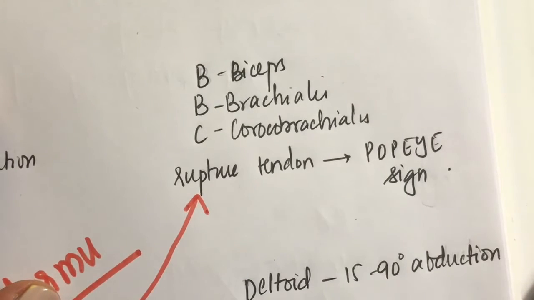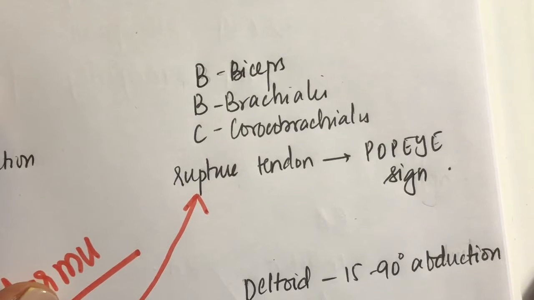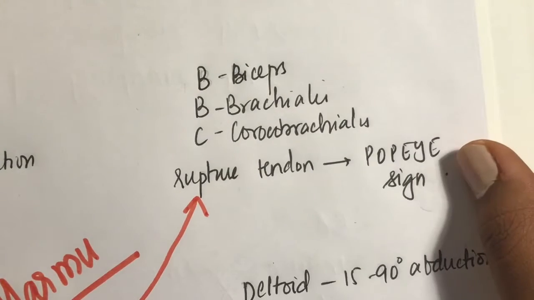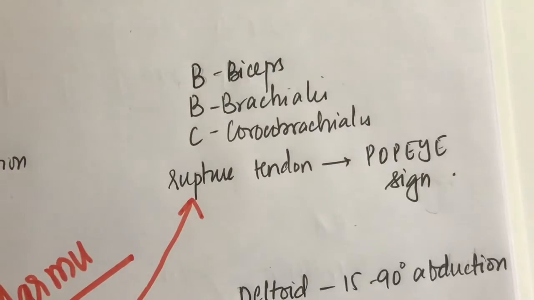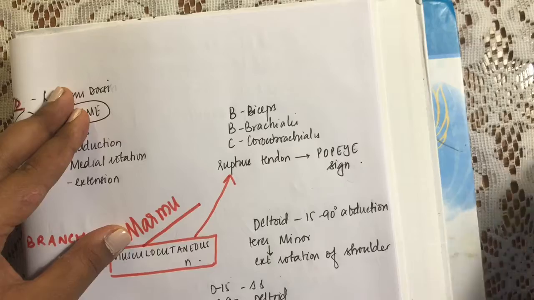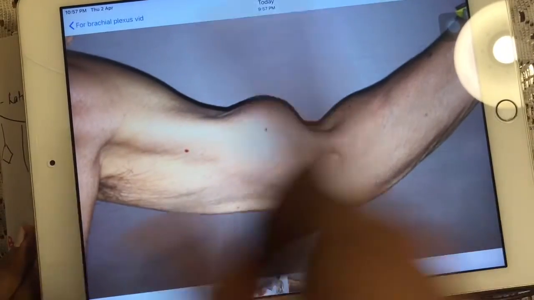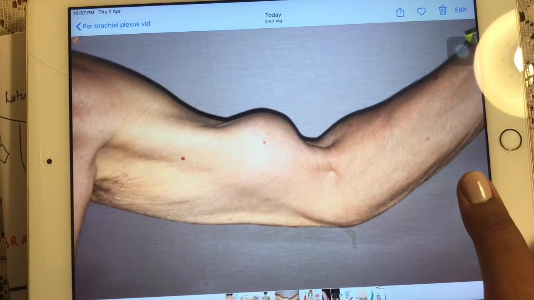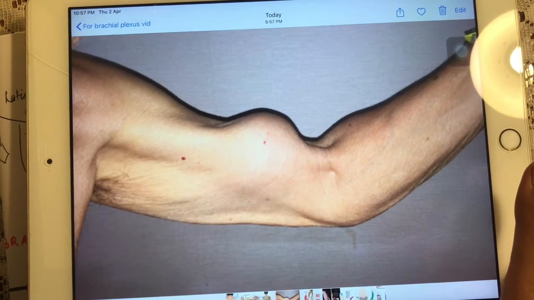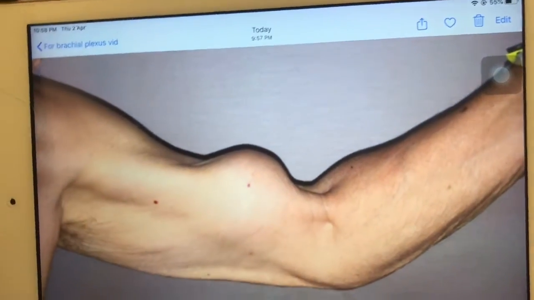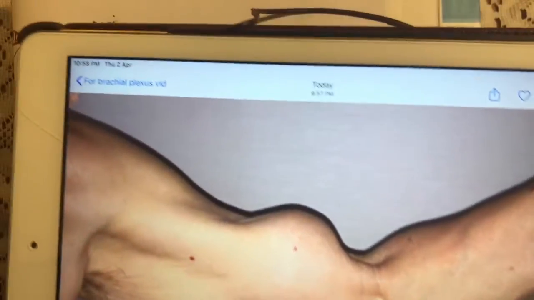There is not that much of an important clinical application, apart from the fact that anytime you rupture the musculocutaneous nerve, there will be a Popeye sign. I do have a picture of what the Popeye sign looks like after the tendon rupture. This is what it looks like. This was actually asked in NEET 2019, if I remember correctly. But it's not as important as the other nerves that we're going to discuss.